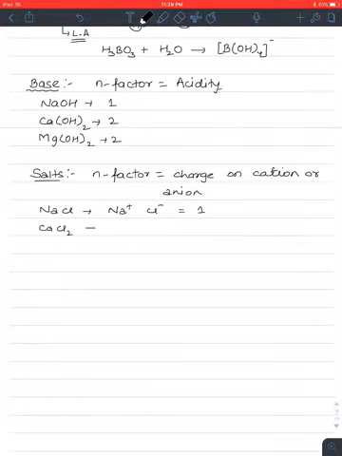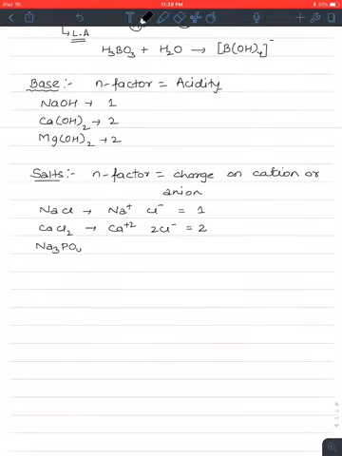If I'm having CaCl2, in this case it is Ca plus 2, and we are having 2 Cl minus. The positive charge is plus 2, and chlorine has one negative charge, but we are having 2 chlorines, so again the total negative charge will be equal to 2. So the N factor in this case is 2. Yes, we can consider either positive charge or negative charge. As it is a neutral salt, ultimately the positive and negative charges will be the same.